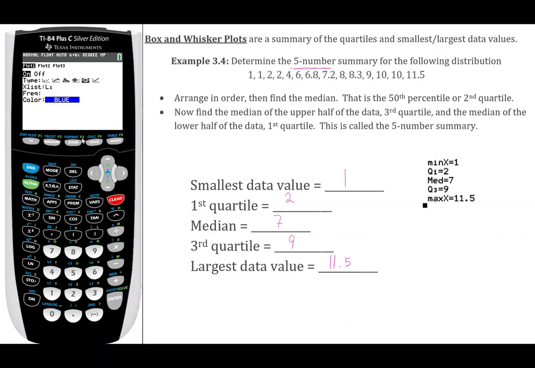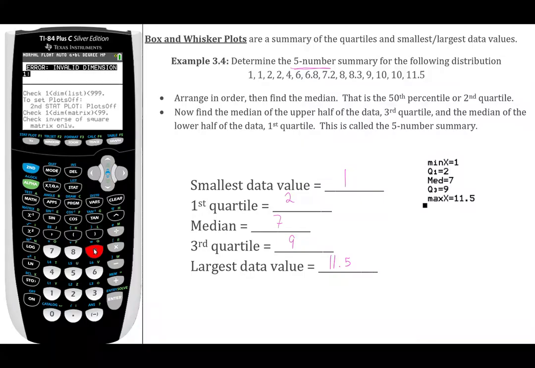So what we're going to do instead is press Zoom and scroll down to number 9, or just press the number 9, which would be Zoom Stat, and that will arrange the window of our graph to include all of the values within our data set. I'm not sure why it's going on here. Let me just make sure I didn't mess something up.